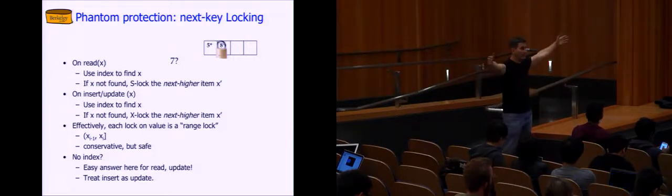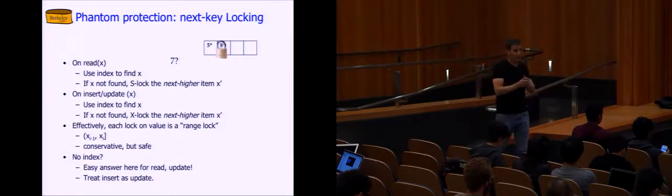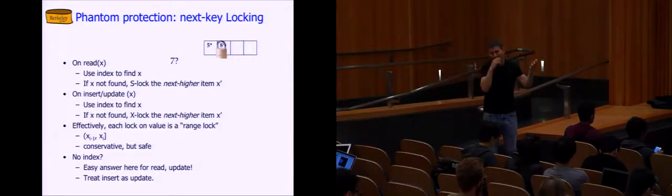So if there's a big range in the tree, including the infinite range to the right, and you need to lock it, you've conservatively locked a really big range. So that's the downside of this.